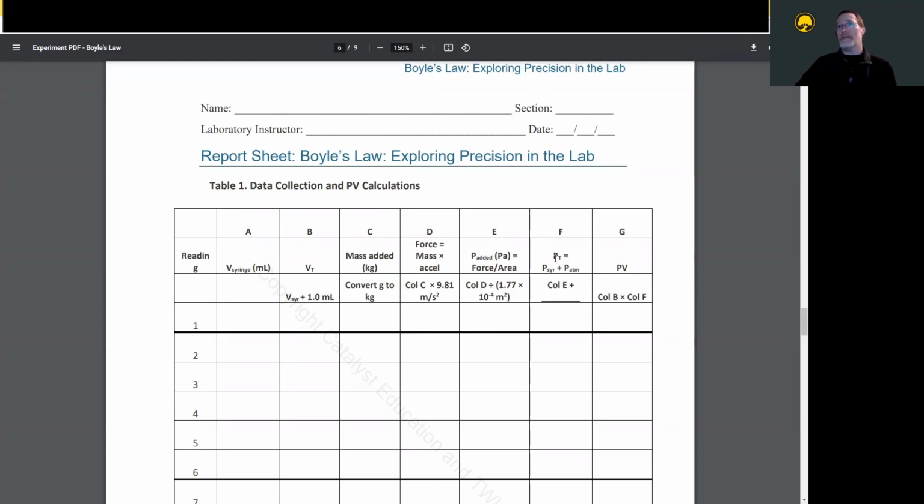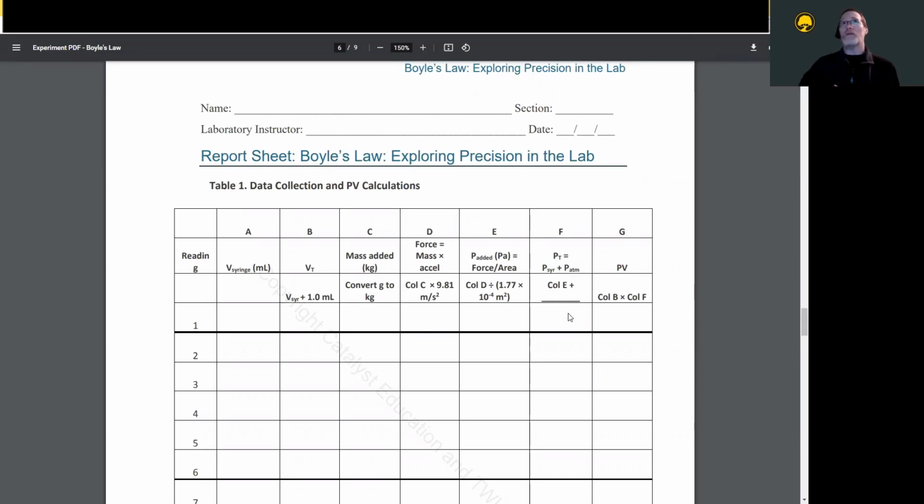Total pressure is pressure in the syringe plus the pressure in the atmosphere. Remember that atmospheric pressure, all that weight of all those gas molecules up above, in this case, your syringe plunger, going all the way up to space, that exerts some pressure. And so we have to remember that that pressure is in there too. So I'm making a relatively small change in that large pressure.